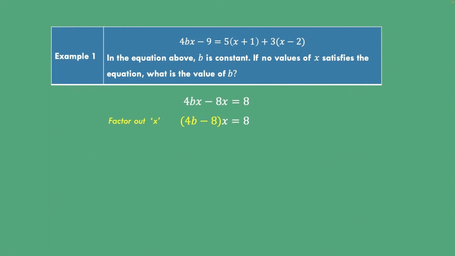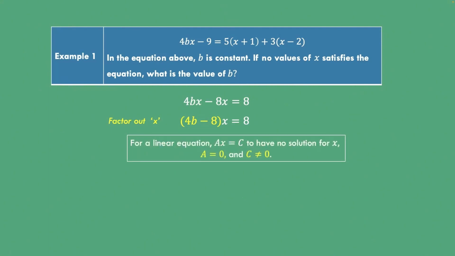Now here's the crucial part of the problem. For a linear equation in the form ax equals c to have no solution, two conditions must be met. The coefficient of x, a, must be 0, and the constant term c must not be 0. Our equation is the quantity 4b minus 8 times x equals 8. Our a term is 4b minus 8, and our c term is 8.